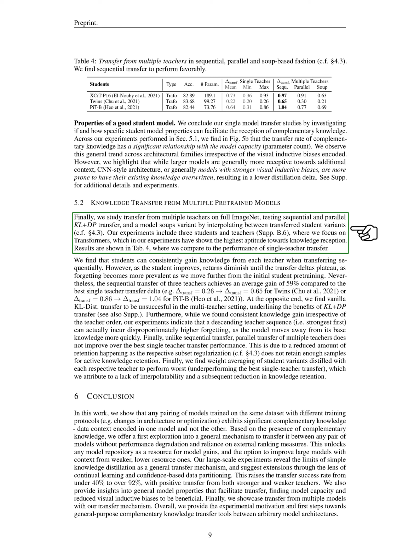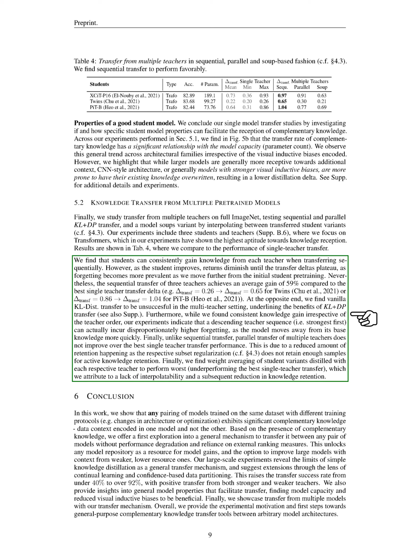The results, as shown in Table X, are compared with the performance of a single teacher transfer. We discovered that students can consistently learn from each teacher when the transfer is sequential. However, as the student's performance improves, the benefits start to decrease until they reach a plateau. This is because the student starts to forget more as it moves further away from its initial pre-training. Despite this, the sequential transfer from 3 teachers results in an average improvement of 59% compared to the best single-teacher transfer. For example, the transfer delta for the Twins model increased from 0.26 to 0.65, and for the PiT-B model, it increased from 0.86 to 1.04.